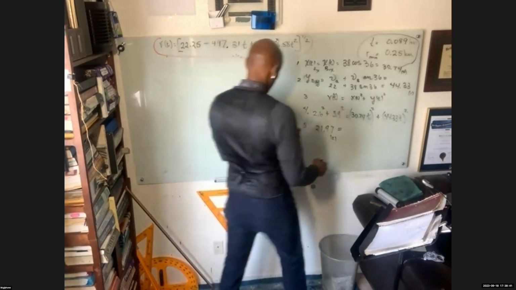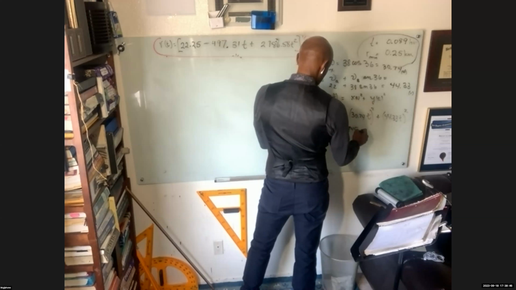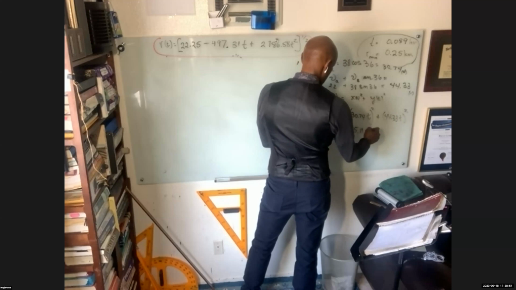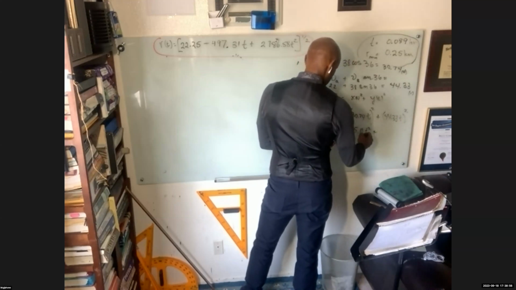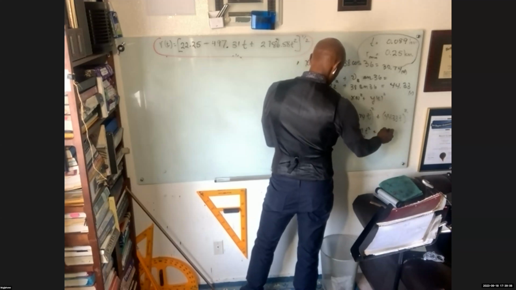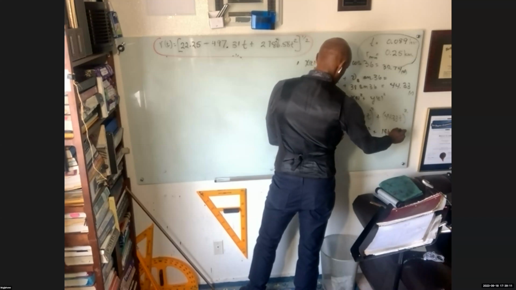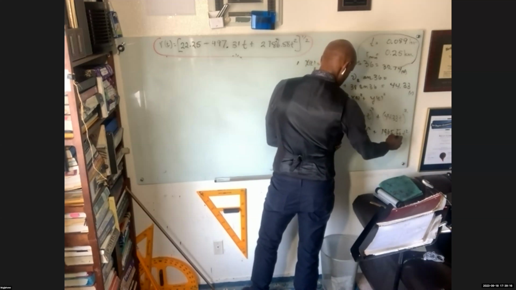Yeah, so this became 945 t squared plus 1965.66 t squared. Store that in 4.